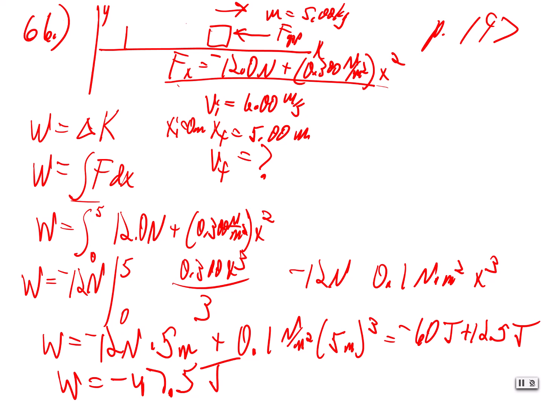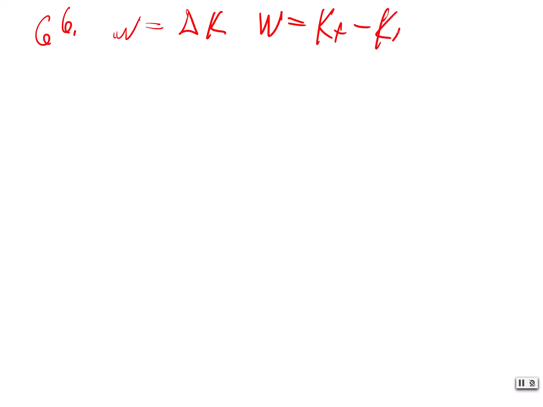So now we've got to find the speed of the object when it's at 5 meters, okay? What is the speed of the object when it reaches 5 meters? Oh, Lord, how do we do that? Well, we go to our work-energy theorem. So we've got our negative 47.5. We know that work is equal to the change in kinetic energy, which is the same as saying work is equal to K final minus K initial. We just did a problem like this, so we want to find K final.